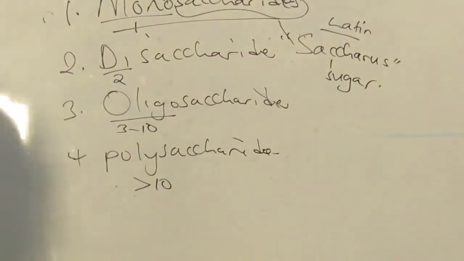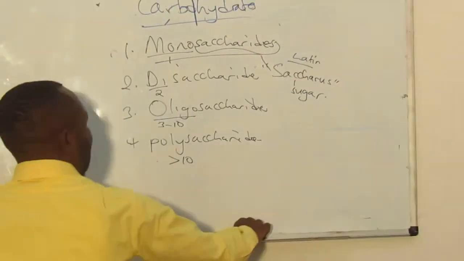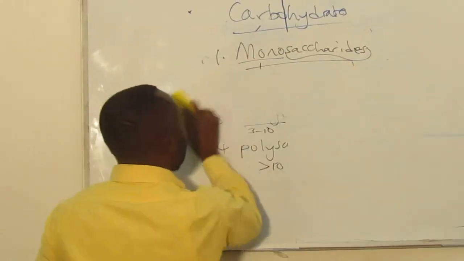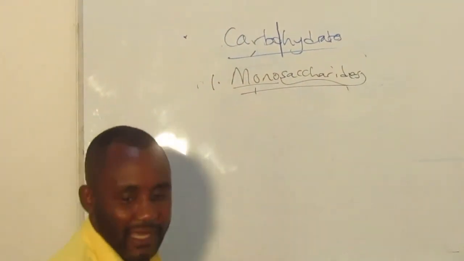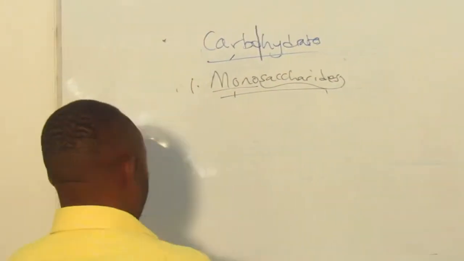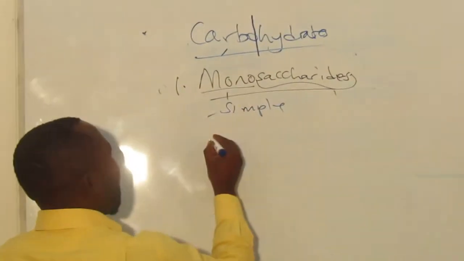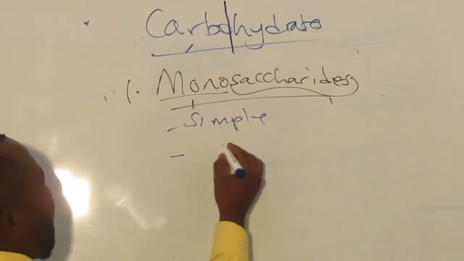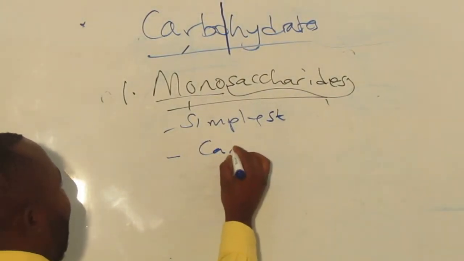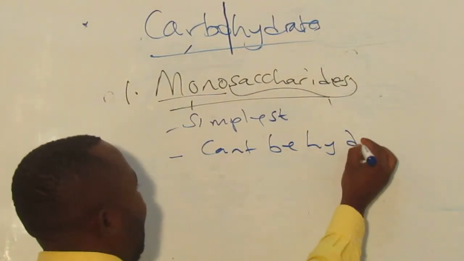So, what are monosaccharides? As the name suggests, they are the simplest carbohydrates. They can't be broken down into any simpler means. They can't be hydrolyzed.